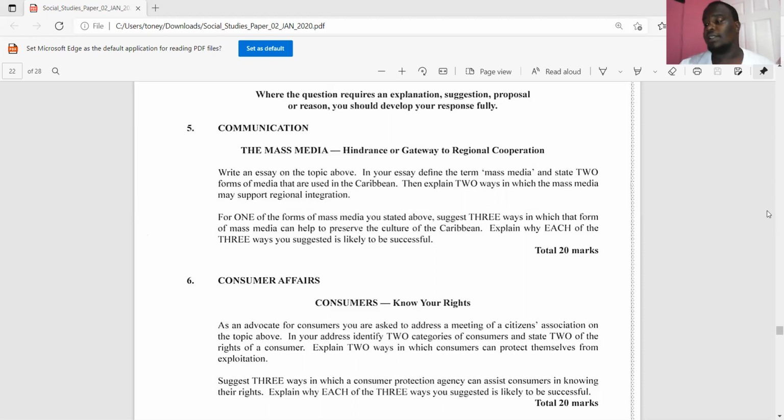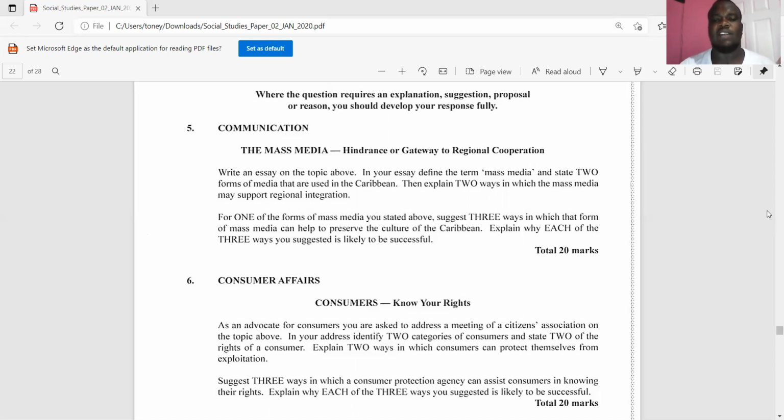Great. So the first part of the question says, in your essay, define the term mass media. Simple. Mass media is technology that is intended to reach a large audience. That is what mass media is. Technology that is intended to reach a large audience, right? 2 forms of mass media. You have newspapers, you have TV, radio, internet, magazines, several that you can select from.